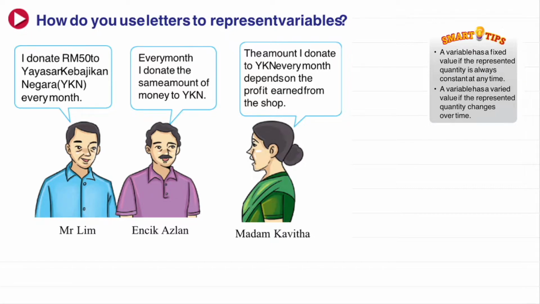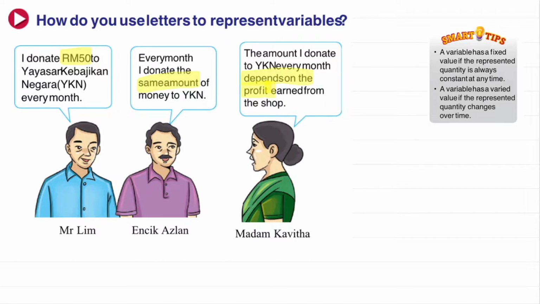Okay, as you can see here, we have three person kan. So the first person, Mr. Lim, it's not going to be a problem because he clearly stated that he donated 50 ringgit to YKN. Okay, dia tulis kat sini 50 ringgit. Okay, but for Encik Azlan and Madam Kavita, the exact number wasn't there. Okay, because Encik Azlan said, every month I donate the same amount, but what kind of amount kan? We don't know the amount. So this one remain unknown. And same goes for Madam Kavita here. The amount I donate depends on the profit. Also, we don't know the exact amount.